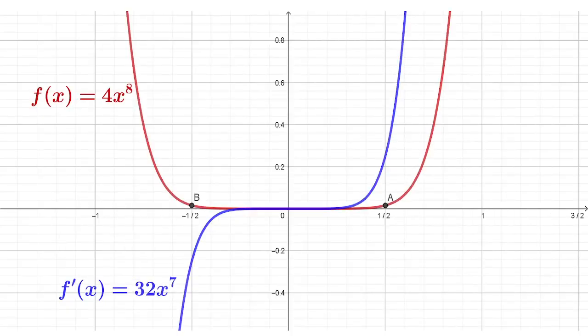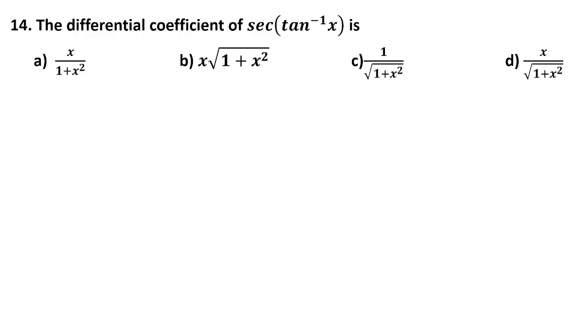Let us go to this. You are seeing it in the graph. This is f of x, that is 4x power 8, and you are seeing f dash of x is not equal at 1 by 2, but f of 1 by 2 and f of minus 1 by 2 are equal. Well, we have to find the differential coefficient of secant tan inverse of x.